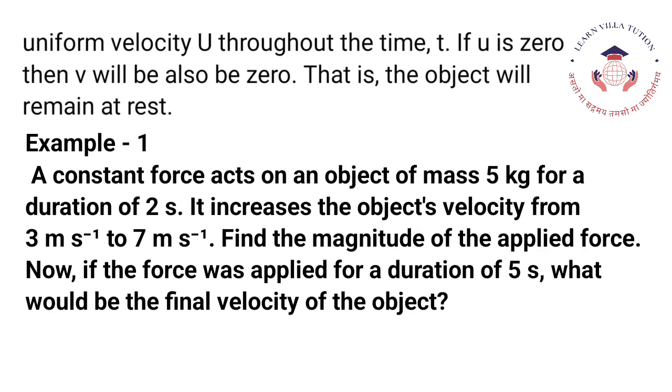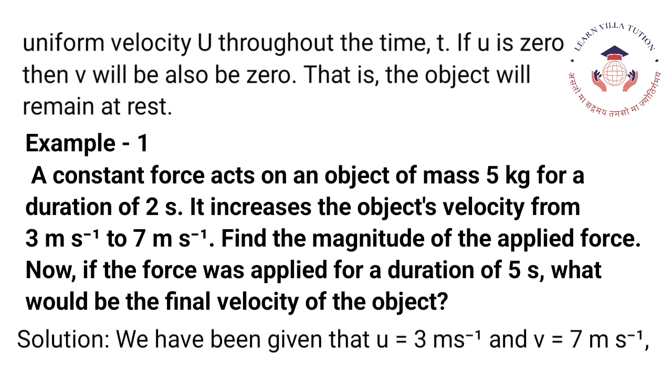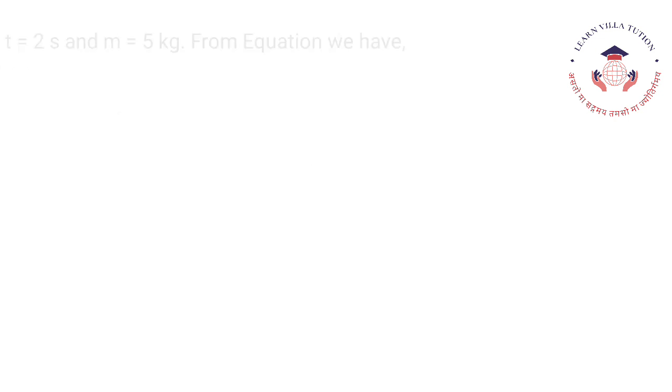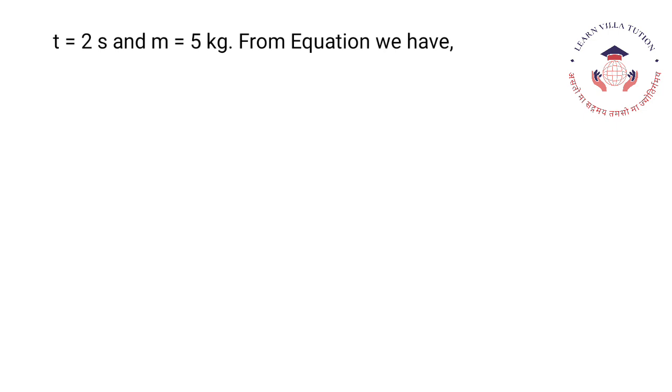Example 1. A constant force acts on an object of mass 5 kg for a duration of 2 seconds. It increases the object's velocity from 3 meter per second to 7 meter per second. Find the magnitude of the applied force. Now, if the force was applied for a duration of 5 seconds, what would be the final velocity of the object? Solution. We have been given that initial velocity u is equal to 3 meter per second, and final velocity v is equal to 7 meter per second. Time t is equal to 2 seconds, and mass m is equal to 5 kg.